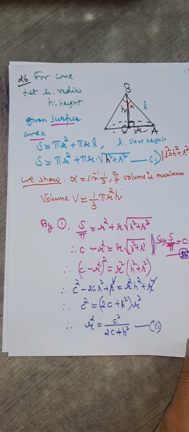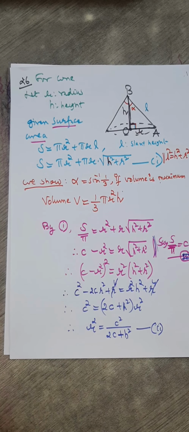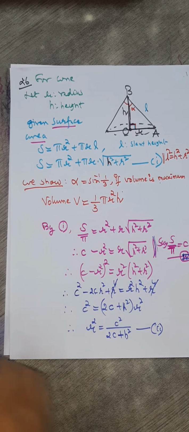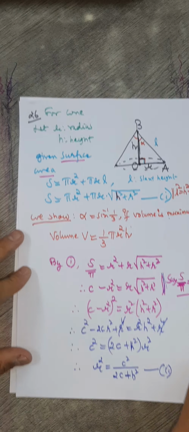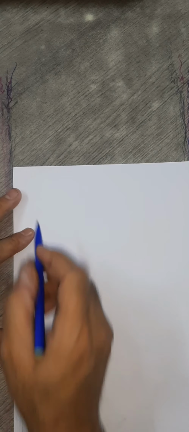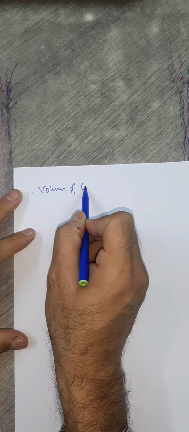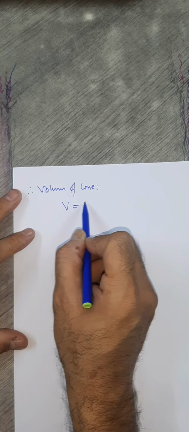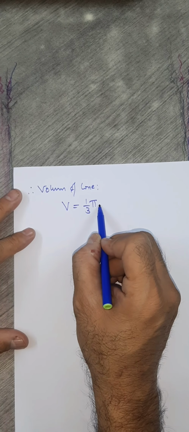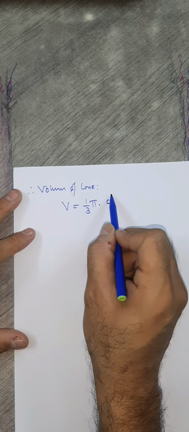Now we'll put this in our volume of a cone instead of r squared. So now we'll come to this. Therefore the volume of the cone, which is V, equals 1 upon 3 pi r squared. But what is r squared? That is c squared upon 2c plus h squared, into that h is there. Let this be f of h. Now this is a function of h, a purely expression about h.